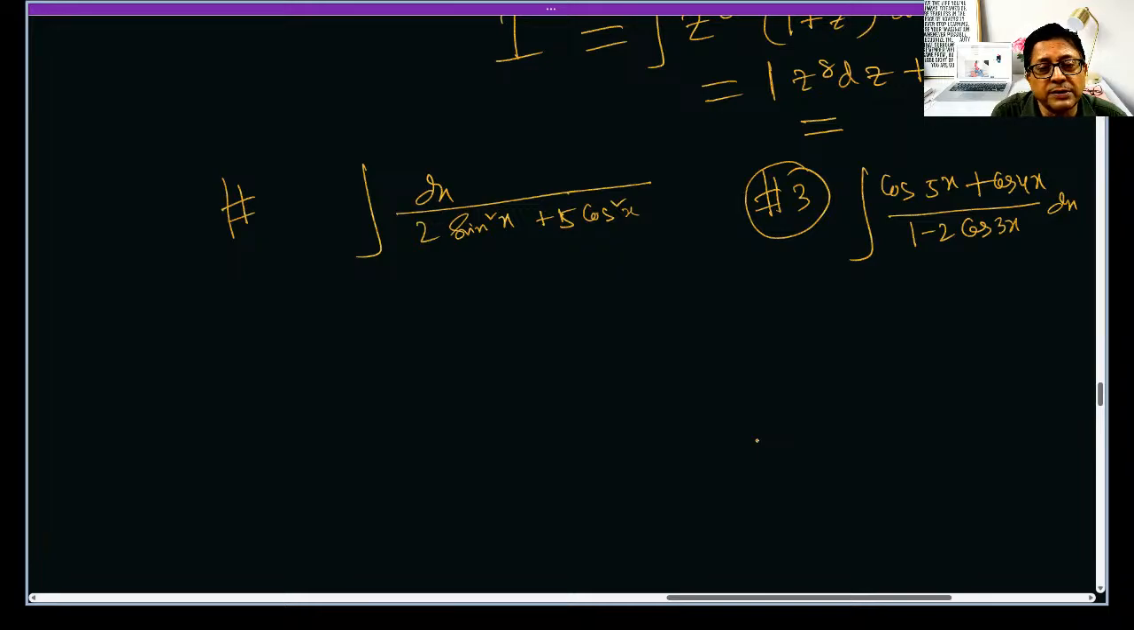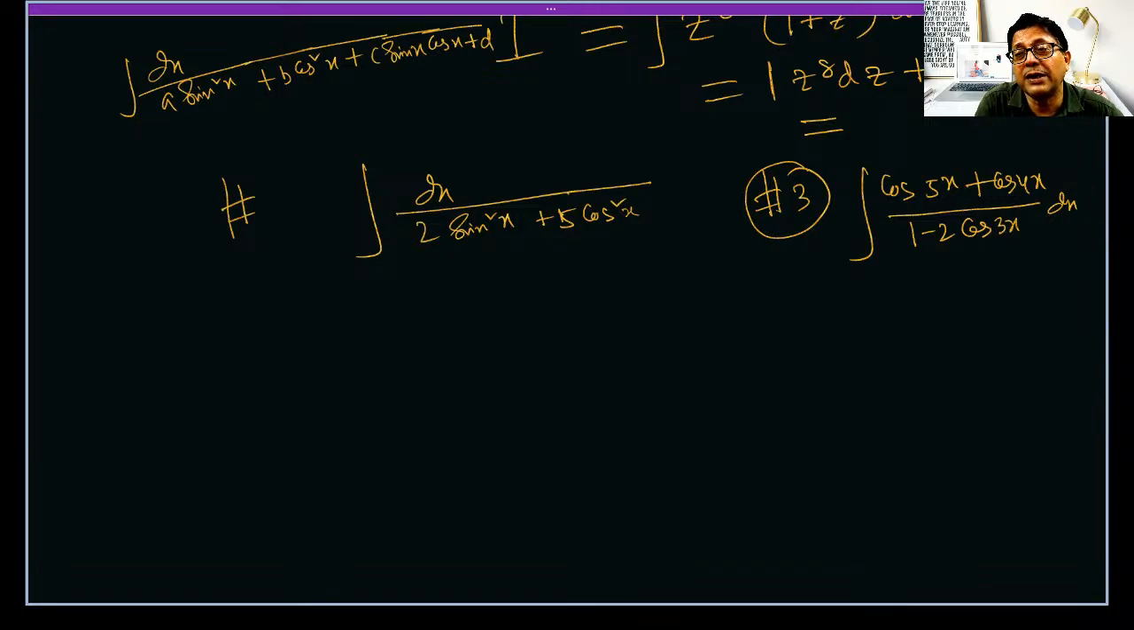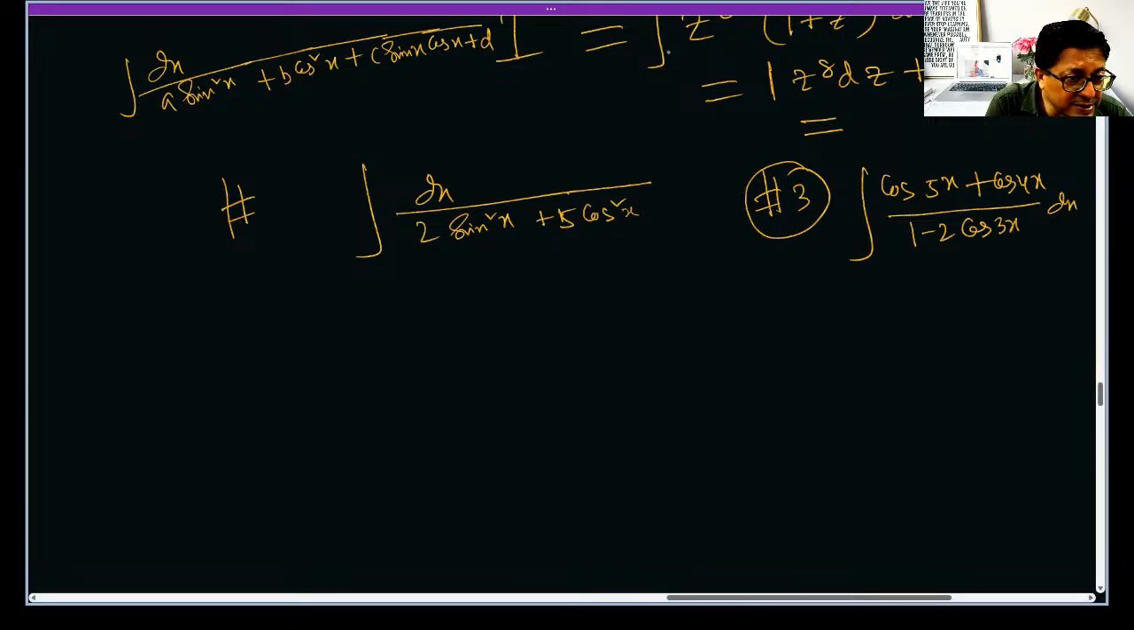For integration of this one, remember, if the integrand is of this form, a sin square x plus b cos square x plus c sin x cos x plus d, maybe one of a, b, c, d is 0 or two of them 0, then also the method is you multiply numerator and denominator by sec square x and then put z equal to tan x. So what is the step here?